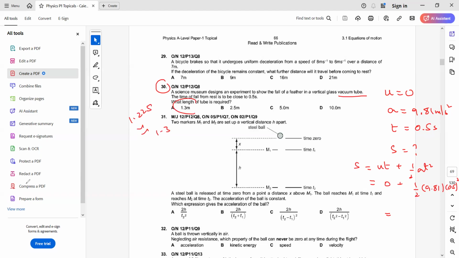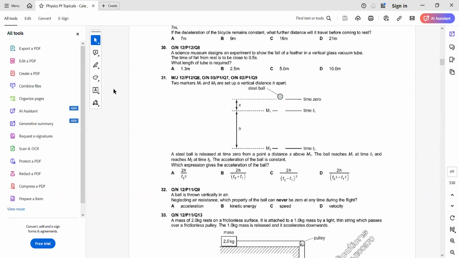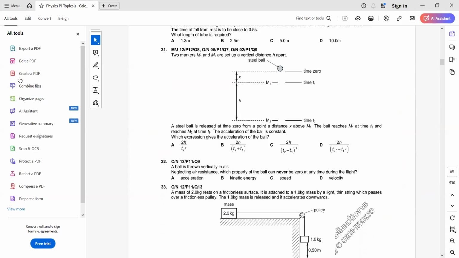Now, question 31, which is basically a very simple question, but it looks very difficult. And most of the students find challenge in this question, which they shouldn't. So there are two markers, M1 and M2. They are set up a vertical distance h apart. That's M1, that's M2. A steel ball is released at time t equals 0. That means here, the initial speed is 0, right? And acceleration is 9.81 meters per second squared, and the distance is x, right? So the object reaches from this point to this point in t1 seconds, right? Now, that's one part of the journey.